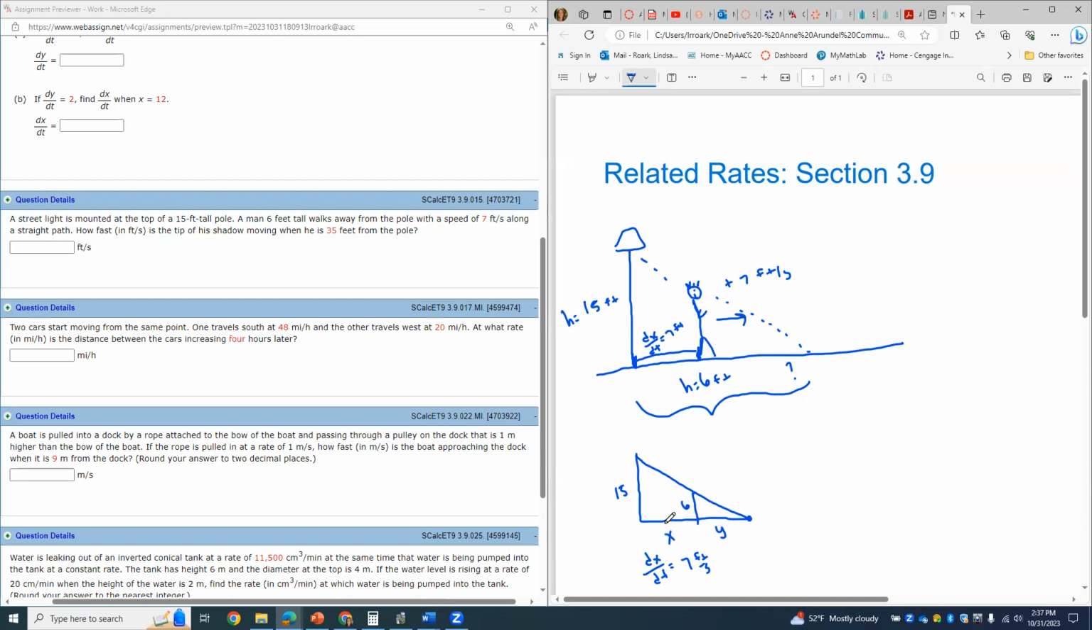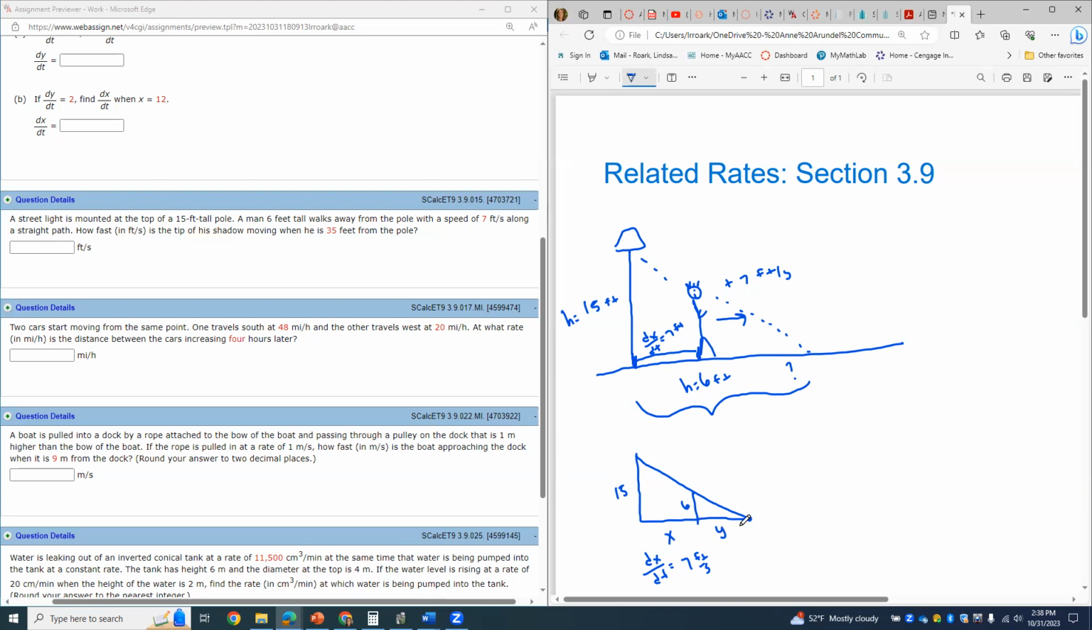You could say D1 is the distance from the lamppost to the man, and D2 is the distance from the man to the tip of his shadow. I just chose to use x and y. It doesn't really matter, okay? But I feel good about x and I feel good about y.